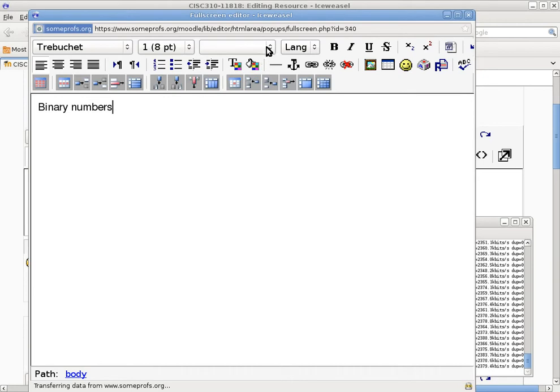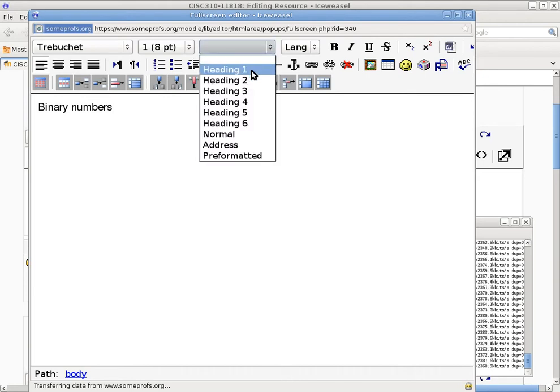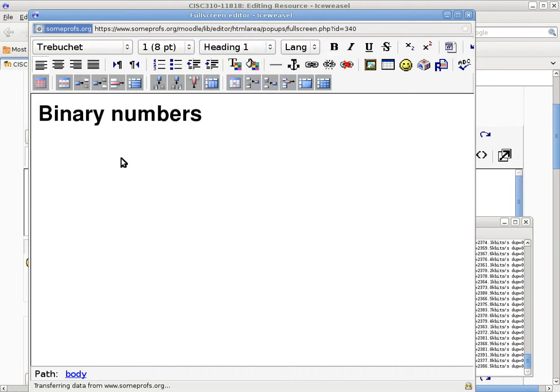And of course, since this is not a plain text editor, I can actually use heading 1 and all the fancy stuff too. Okay, so now that we're talking about binary numbers, the first thing we want to know is what exactly is binary? What does the BI stand for? 2. Very good. So a binary number is based on base 2.